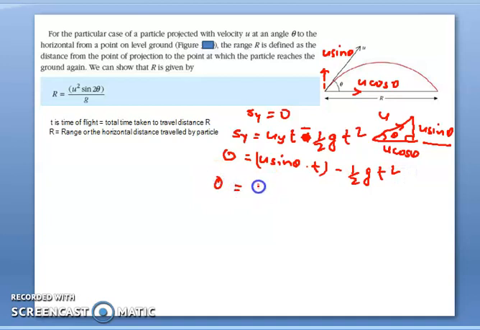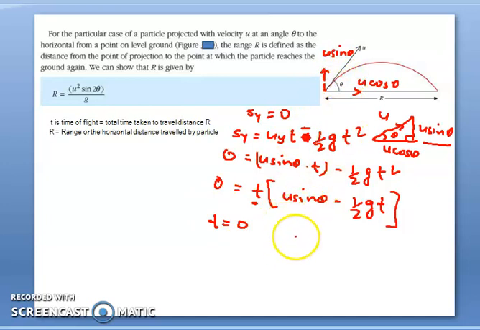Or what I will do, I will take t common, so I can write here t(u sin theta minus half gt). Now either this will be 0 or this will be 0. So first case is when t is equal to 0. That means this is the initial condition when the ball was thrown.